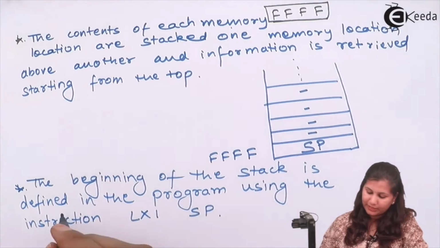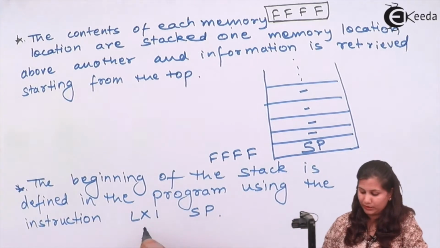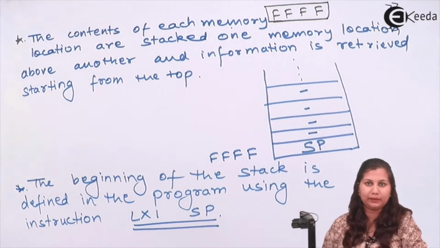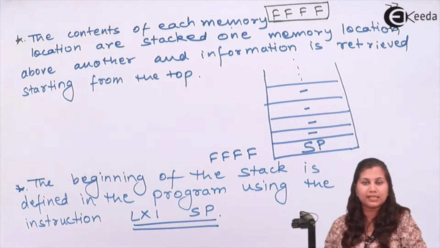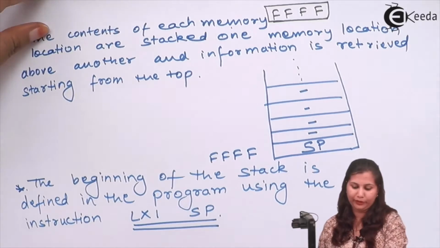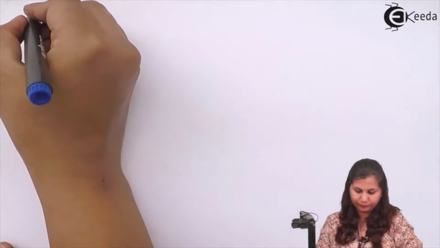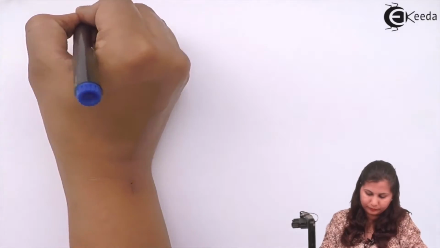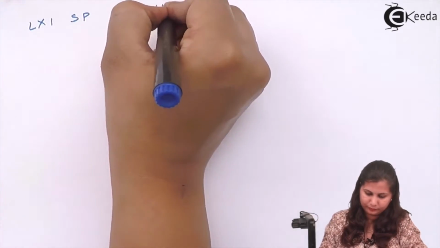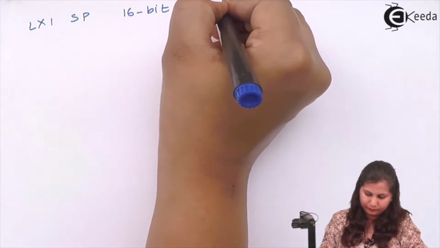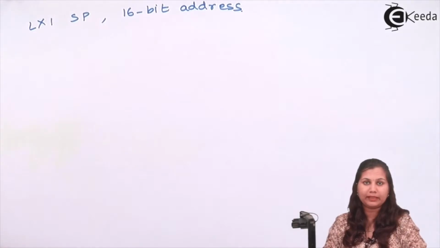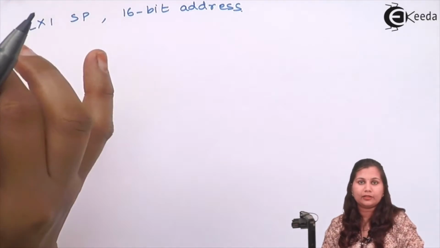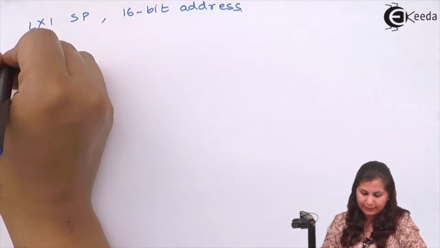So the beginning of the stack is defined in the main program using the instruction LXI SP. This instruction initializes the stack pointer, that is, it loads a 16-bit number into the stack pointer. The 16-bit address that is loaded denotes the beginning of the stack.